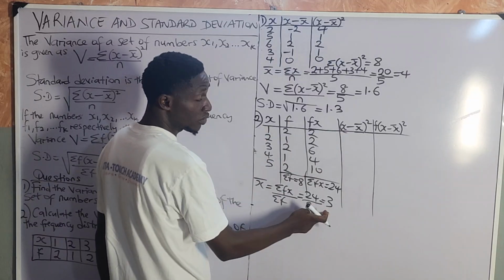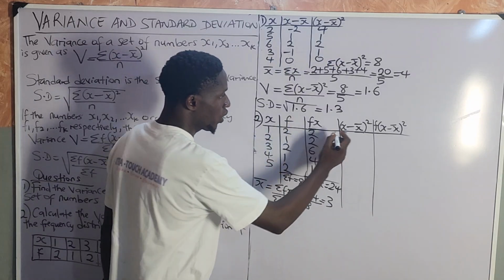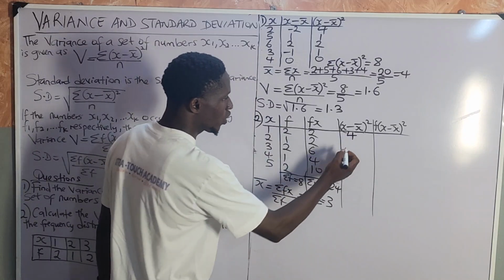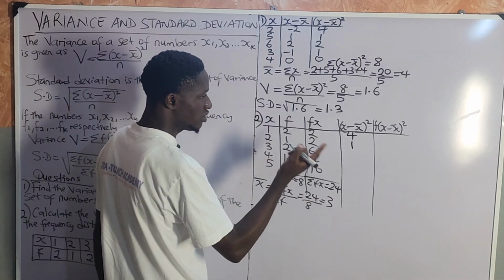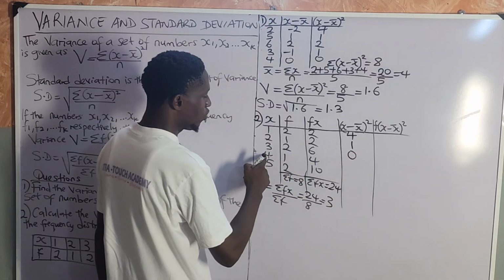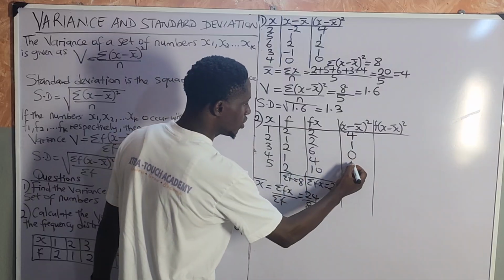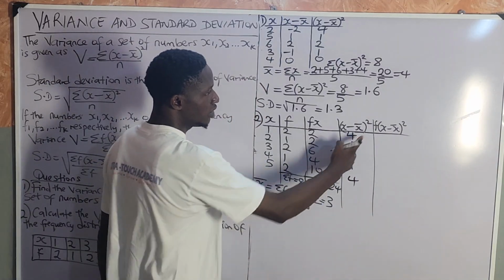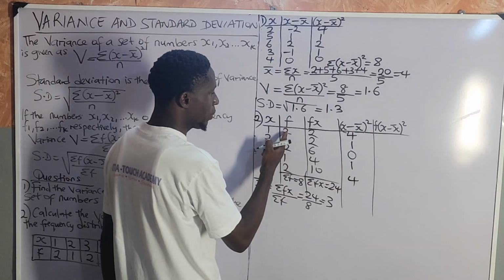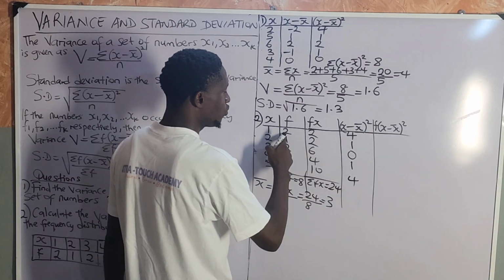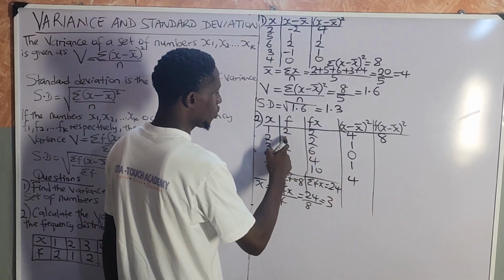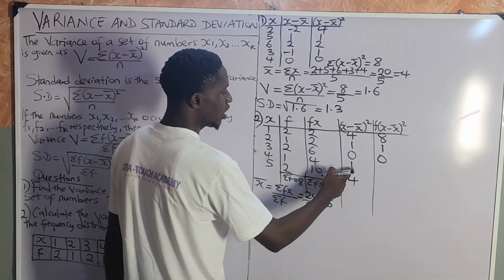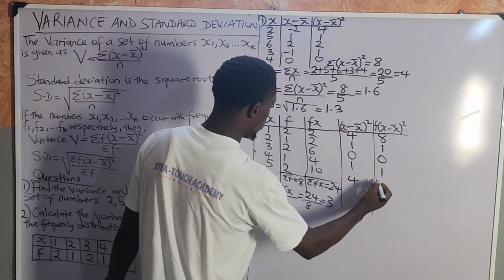So 1 minus 3 is minus 2. Minus 2 squared is 4. 2 minus 3 is minus 1. Minus 1 squared is 1. 3 minus 3 is 0. 0 squared is 0. 4 minus 3 is 1. 1 squared is 1. 5 minus 3 is 2. 2 squared is 4. Then there's a frequency here, and we are multiplying this with this. 2 times 4 is 8. 1 times 1 is 1. 2 times 0 is 0. 1 times 1 is 1. 2 times 4 is 8.